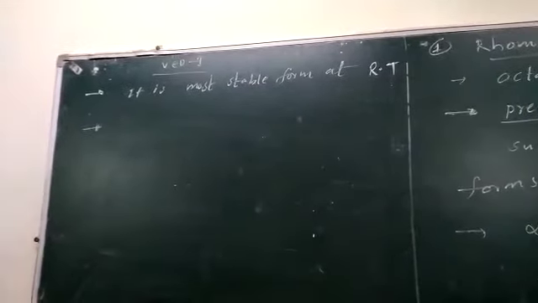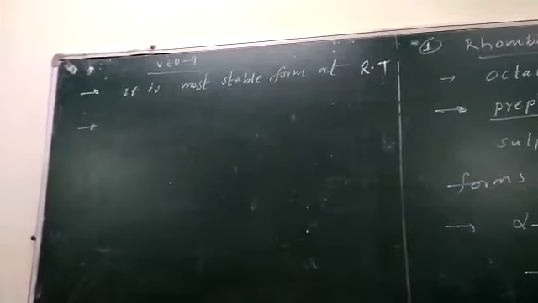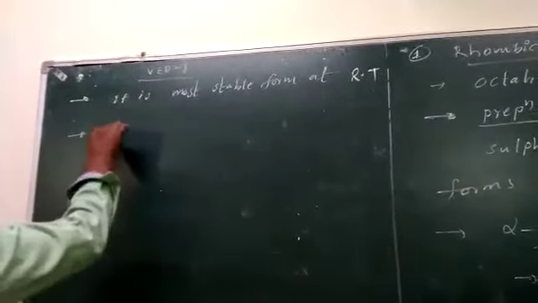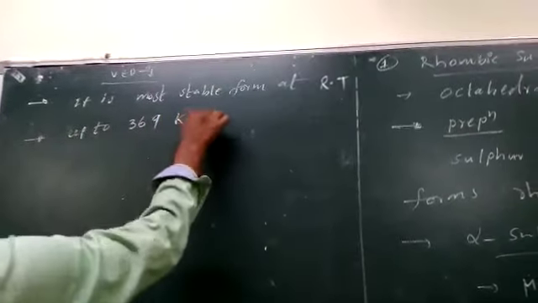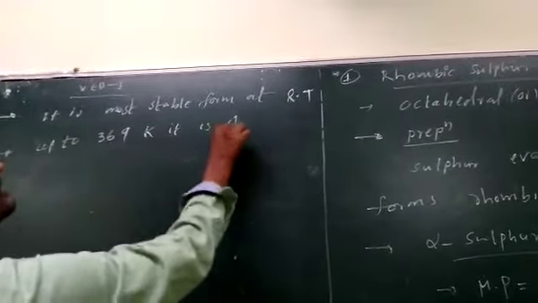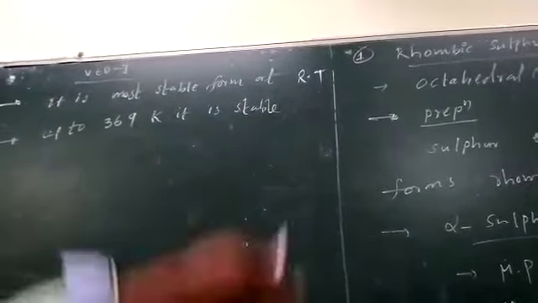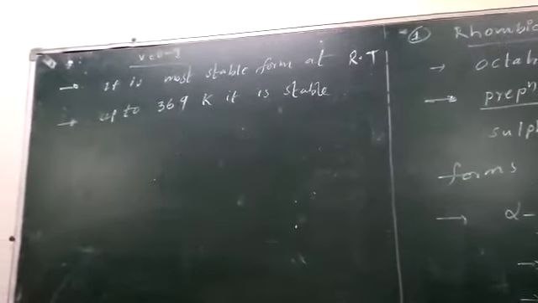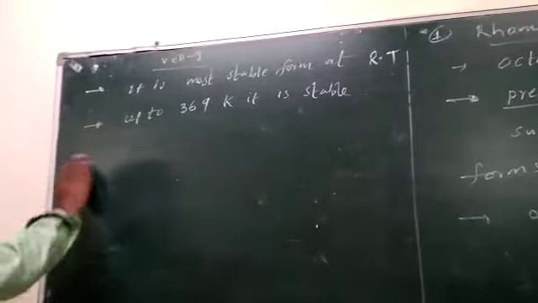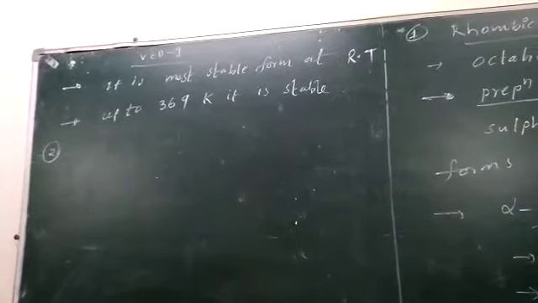Up to 369 Kelvin only it is stable. After that it is converted into monoclinic form. Next, second one, monoclinic sulfur.